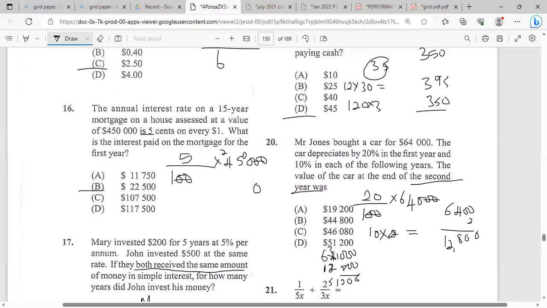So now we're going to find 10% of the 51,200.